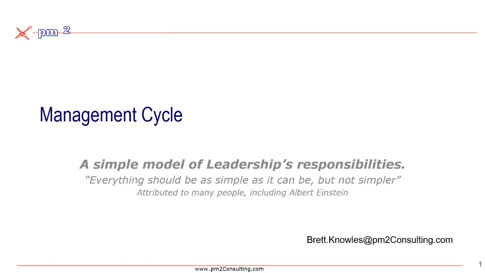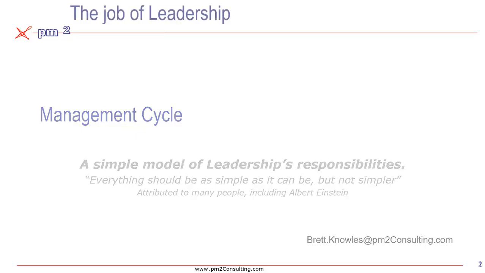This is a quick overview of the management cycle and in particular where Agile planning fits into it. So I want to keep this as simple as possible, but of course, like Einstein's quote, not so simple that it loses relevance. So my apologies if I gloss over any issues and important topics.